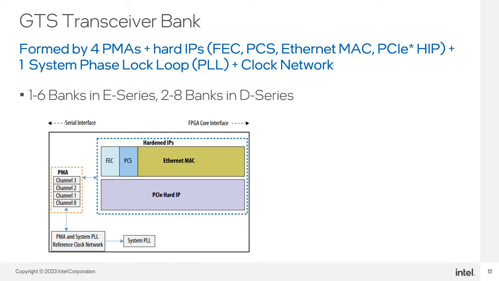Transceiver Bank is the main building block of the transceiver. It is comprised of 4 PMAs and hard IPs such as FEC, PCS, Ethernet MAC, and PCIe. It also has one system PLL and a reference clock network that supports both the system PLL as well as the PMA. All of these resources are contained in a bank itself. The reference clock spans across multiple banks. The number of GTS transceiver banks varies depending on device density and package variants. In the next few slides, we will go over how the collections of these banks form the layout of the actual Intel Agilex 5 devices.